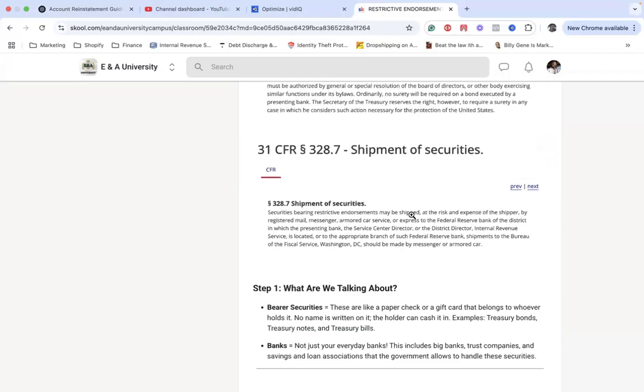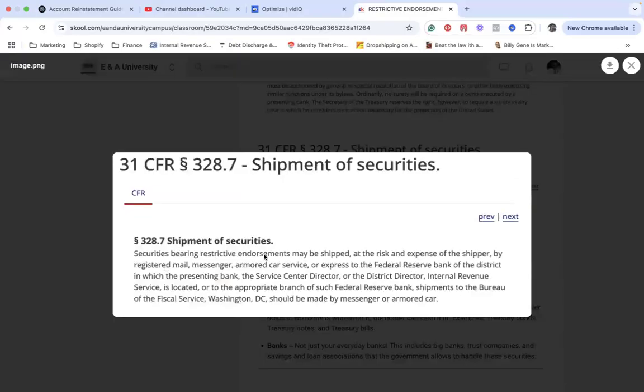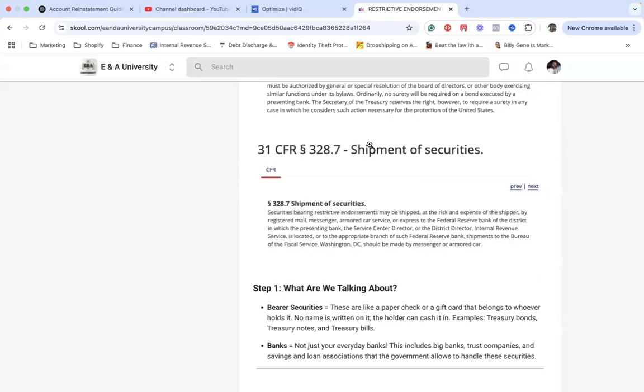And then the shipment of the securities. Securities bearing restrictive endorsements may be shipped at the risk and expense of the shipper by registered mail, messenger, armored service car, or express to the Federal Reserve Bank in which the presenting bank, the center director and the district director, Internal Revenue Service, is located, or to the appropriate branch of such Federal Reserve Bank. Shipments to the Bureau of Fiscal Services, Washington, D.C., should be made by messenger or armored car.